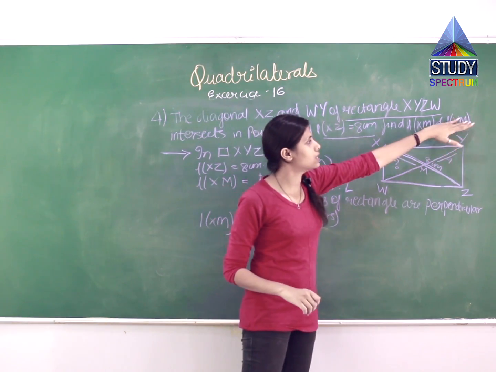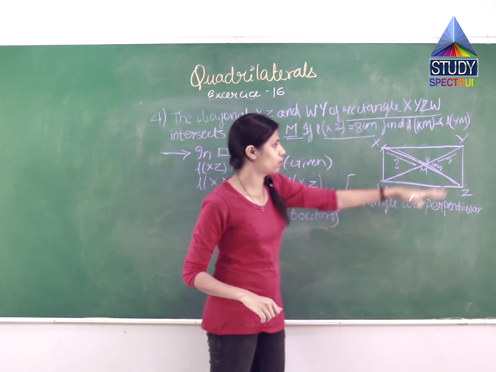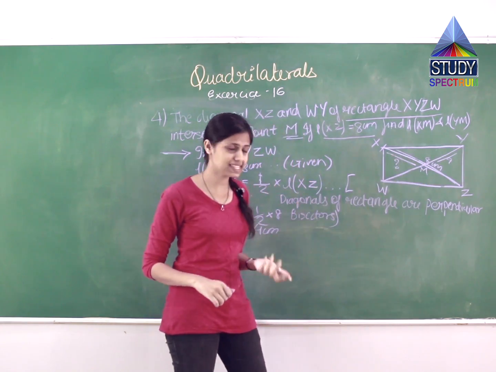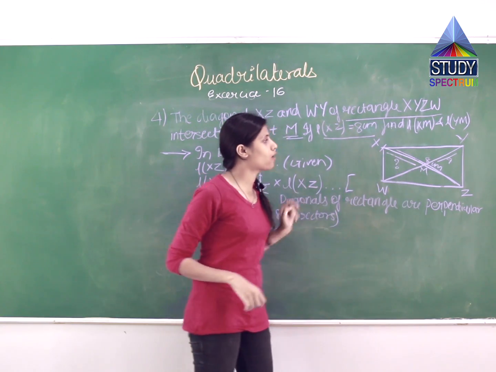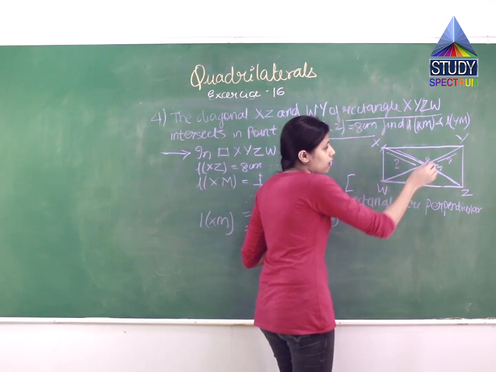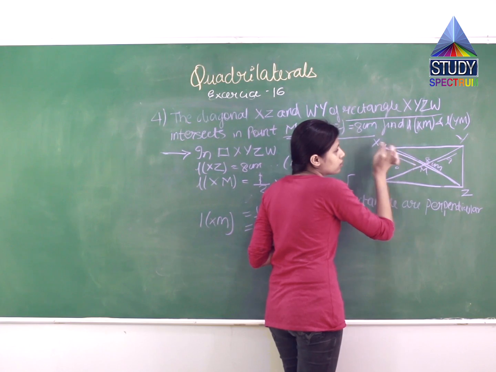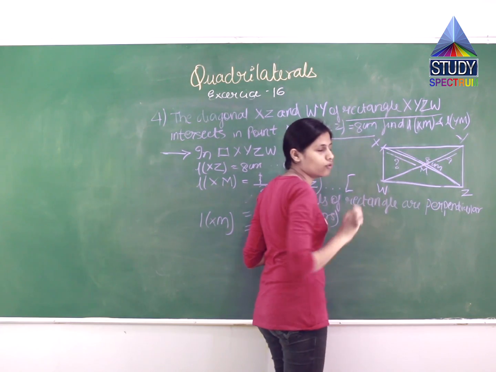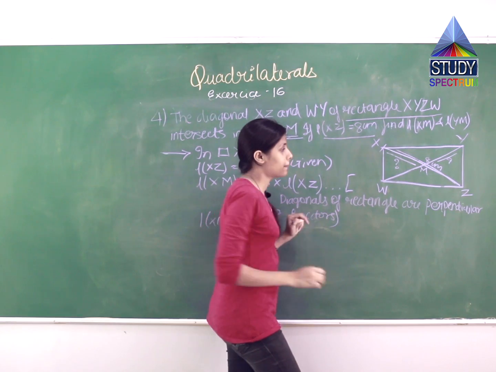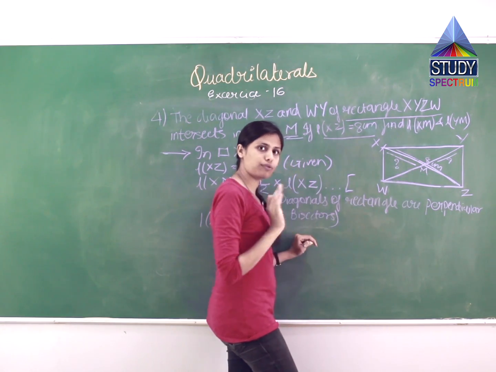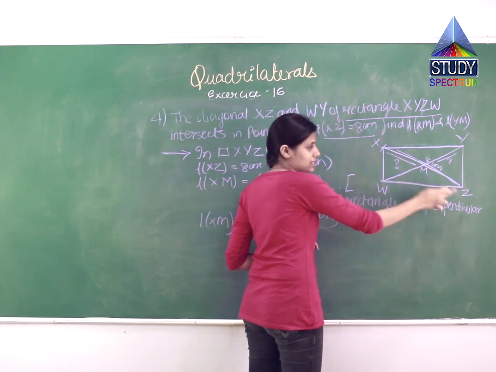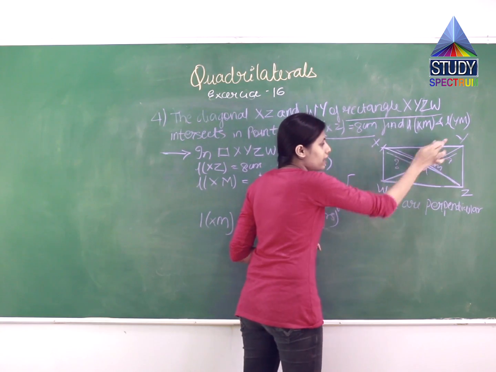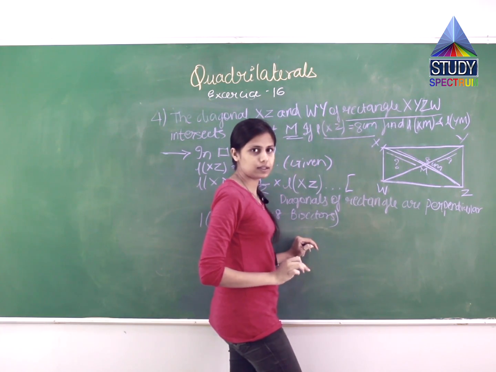Now let us find the answer of YM. Where is Y? Y is over here. Where is M? M is over here. Now look into this figure. If XZ is 8 centimeter, YW will also be 8 centimeter, because both the diagonals are of equal length. So if XZ is 8 centimeter, YW will also be 8 centimeter.